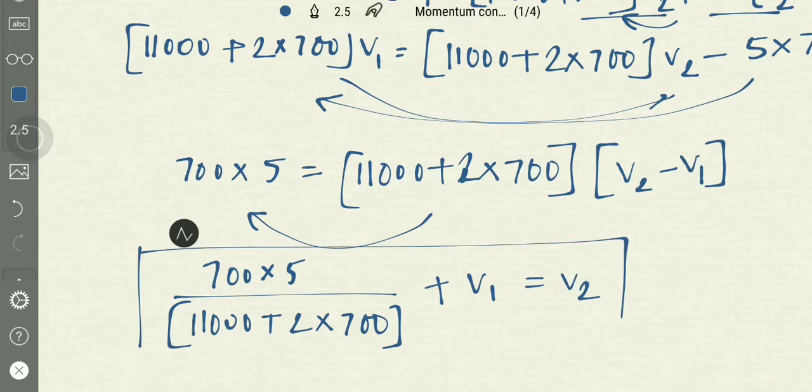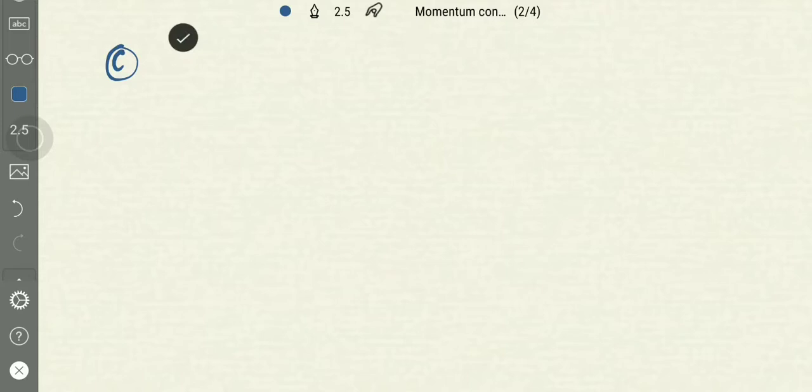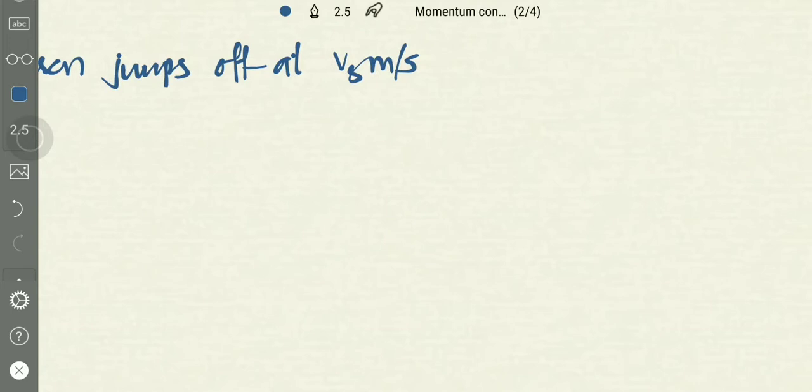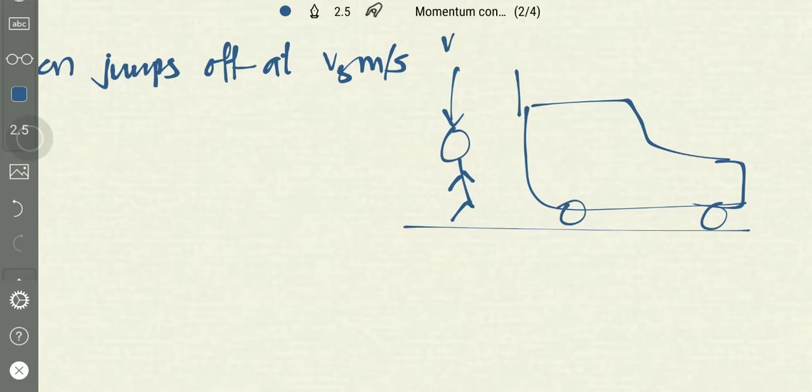And next, we got V2, and the third person should jump. So the third person jumps off at, let us say, V3 meter per second. This is what we need to get, right? This is the car, and no one is present on the car now, and the person has jumped here. The velocity with which he is traveling is V3 minus 5 meter per second. The car will be traveling with a velocity V3.